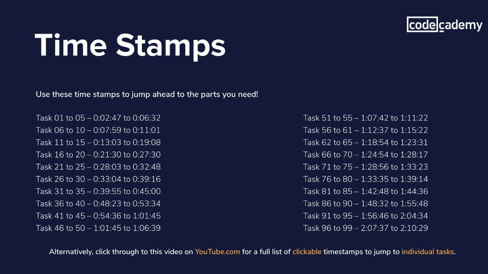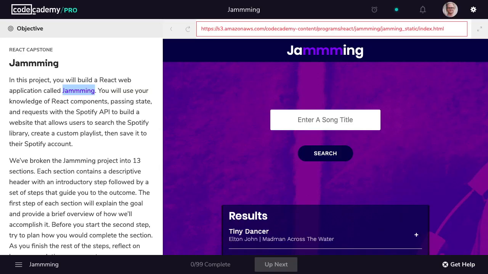And if you click through to this video on YouTube and look in the video description, you can hop straight there. In our jamming project, we're going to build a React web application called jamming. We're going to take our knowledge of React components, passing state, and requests with the Spotify API to build a website that allows users to search the Spotify library, create custom playlists, then save it to their own Spotify account.